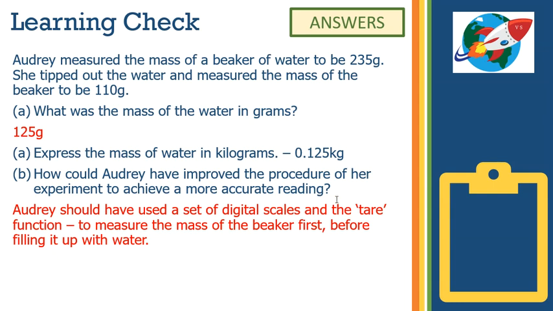And how could Audrey have improved her measuring procedure? Well, what she should have done was what we did earlier in this lesson, was to use a set of digital scales and the tare function. So she should have measured the mass of the beaker first before filling it up with water and making sure that she tared the weight of the beaker so that she could accurately measure the mass of the water that she filled it up with.